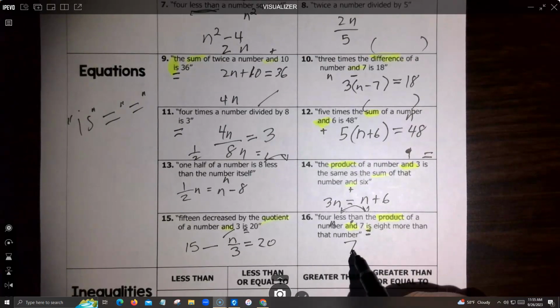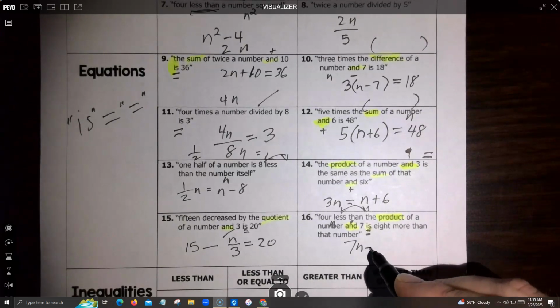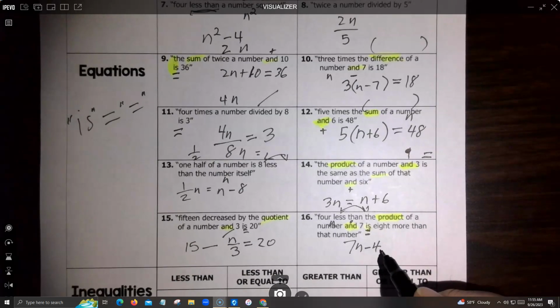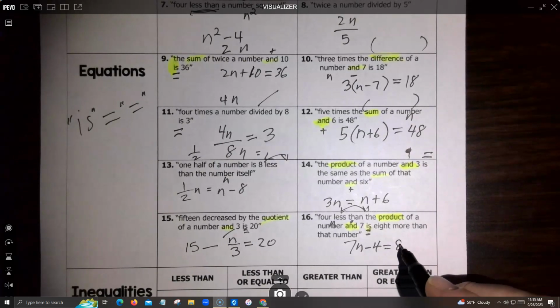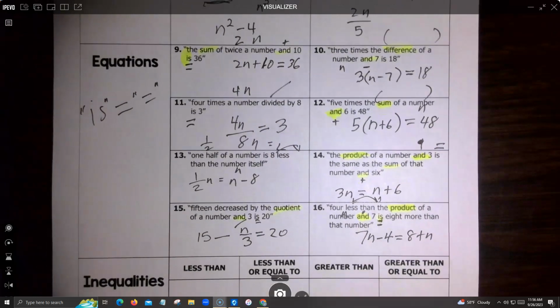Okay, so 7n, the product of a number and 7n, 4 less than that, so I have to decrease that by 4, is 8 more than the number. Now again, if you put 8 plus n or n plus 8, either one's correct because when you add, you can add in any order. It doesn't matter. Subtract, you can't reverse them. 5 minus 2 is not the same thing as 2 minus 5. One's a positive number, one's a negative number. But adding, you can add in any order.